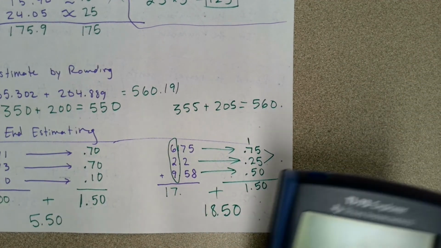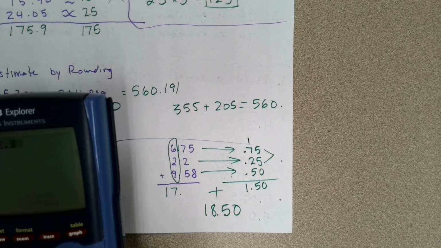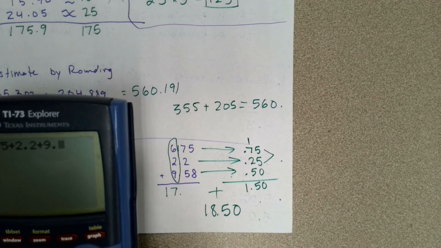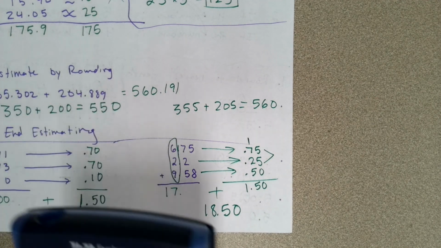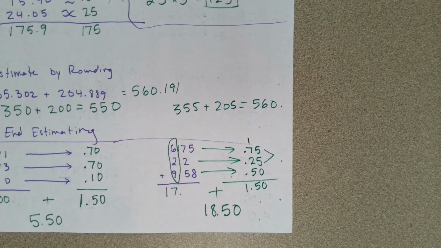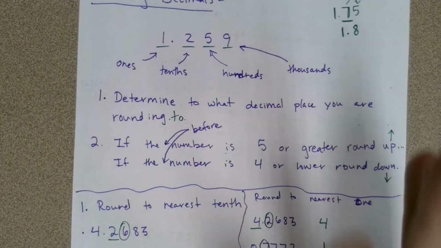Let's check our work real quick. 6.75 plus 2.2 plus 9.5. 1853. So real close again. These estimating methods are working out for us. Again, there's a lot of different answers for estimating. When we're rounding to a specific decimal, there's one exact answer.